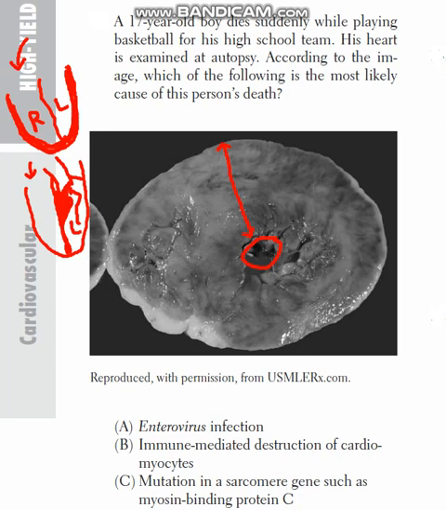So let's see the causes leading to hypertrophy. Enteroviral infections are not a common cause of hypertrophy. Immune mediated destruction of cardiomyocytes leads to destruction of cardiomyocytes, not hypertrophy. Mutation in a sarcomere gene, such as myosin binding protein C, leads to hypertrophy of the cardiomyocytes. So it is a genetic abnormality which leads to cardiomyocyte hypertrophy. Thank you.